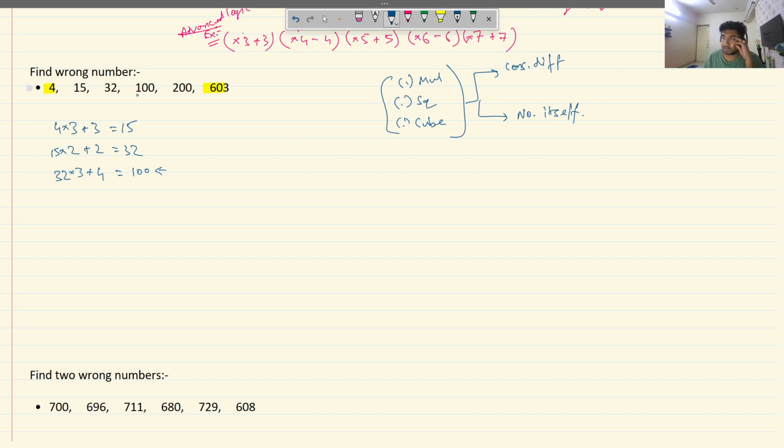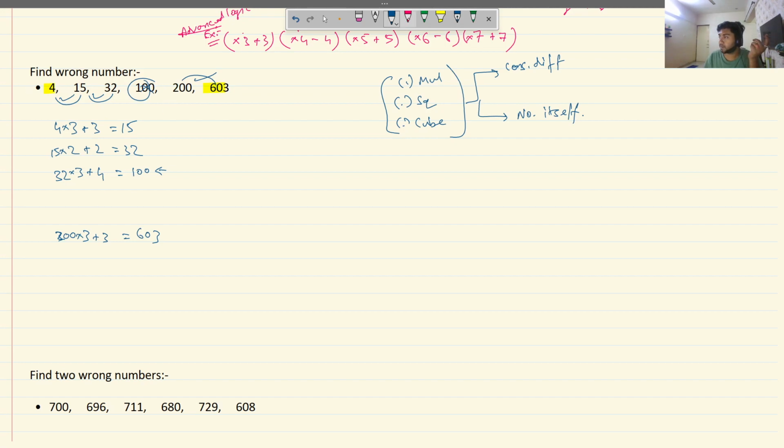Let's check this one. 200 into 3 gives me 600, plus 3 will give me 603. Yeah, this makes perfect sense. This is okay. That means 100 is my wrong number, but what would it be?